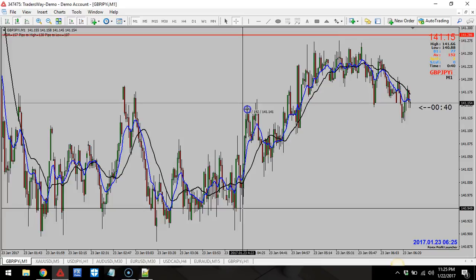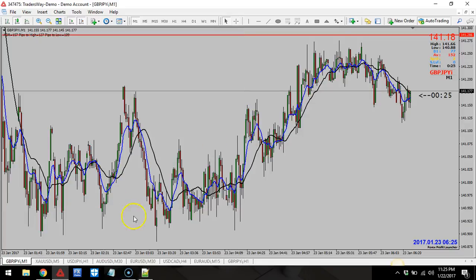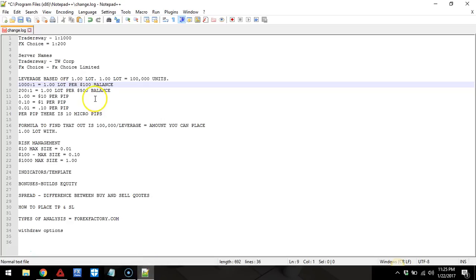19 pips. That's what you really want to go off of. Micropips are there, but you don't go off of micropips. You basically go off of pips. So 1 pip equals 10 micropips. Alright, so 192 micropips equals 19 pips. Alright, now let me break it down a little more for you guys.